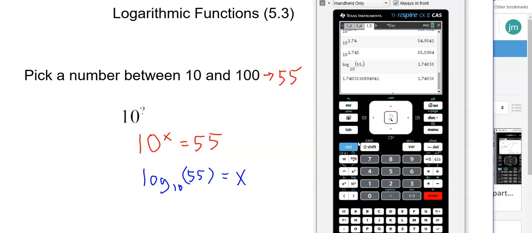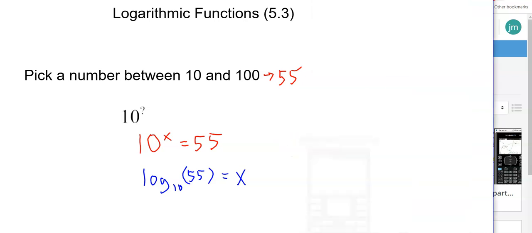Back in the day, they used to use what are called log tables to do this problem. But now we just have the calculator to do that kind of stuff, which is actually kind of handy.